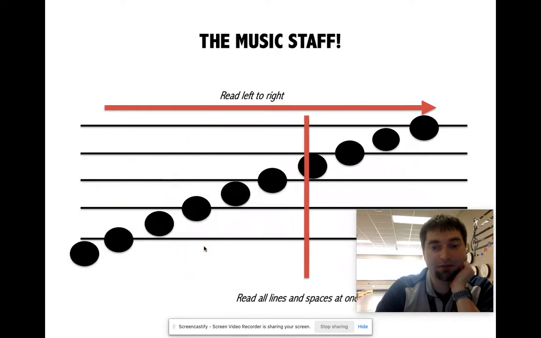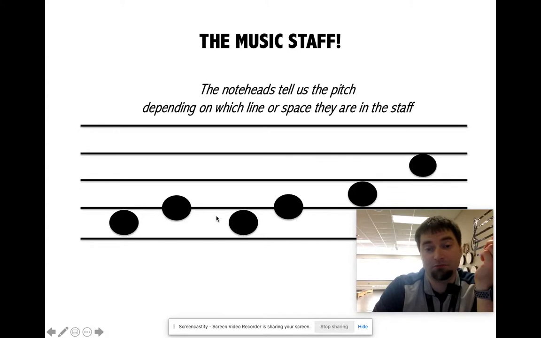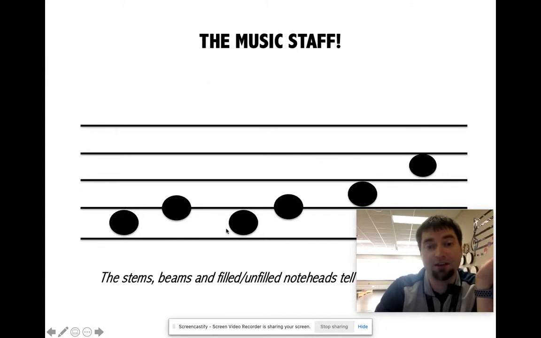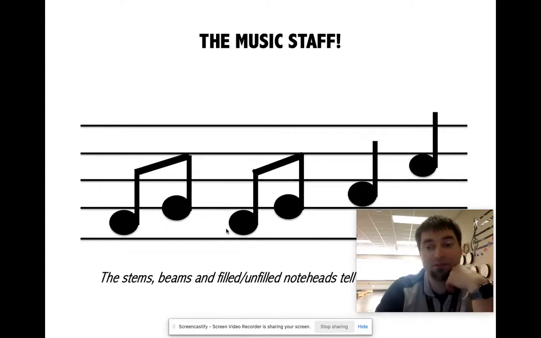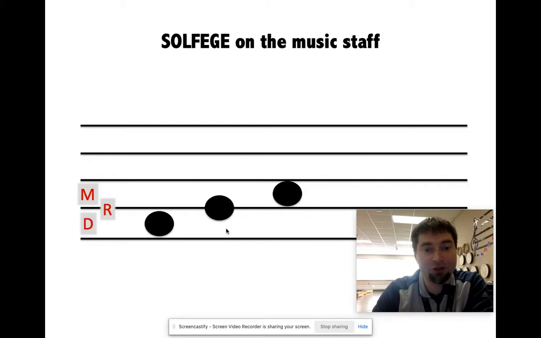Then we have talked about how the note heads tell us what pitch to sing or play, what pitch comes next, and the stems and the beams tell us about the rhythm, right? And so now we're here to solfege. Now, these letters here stand for those solfege syllables, which are do, re, and mi. We're just going to focus on do, re, and mi today.